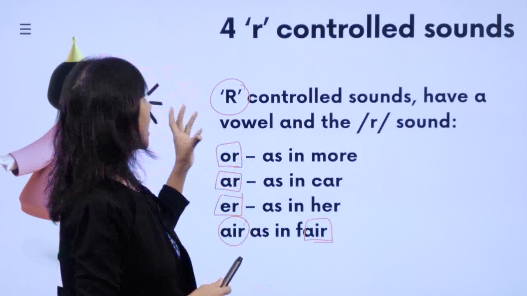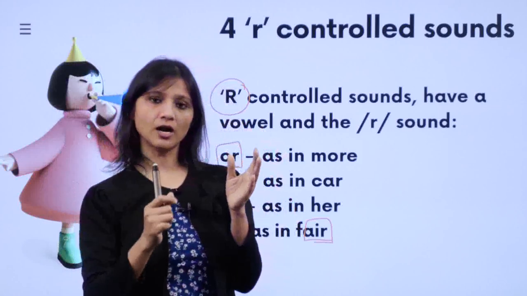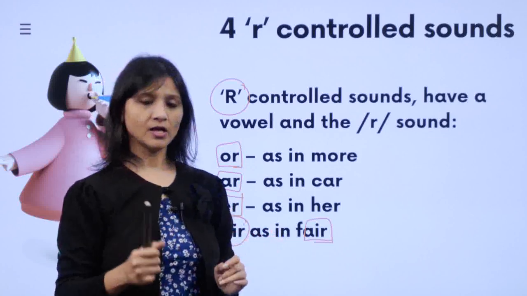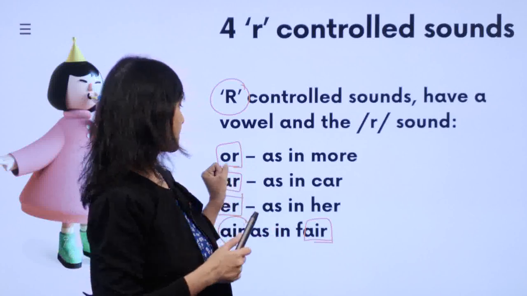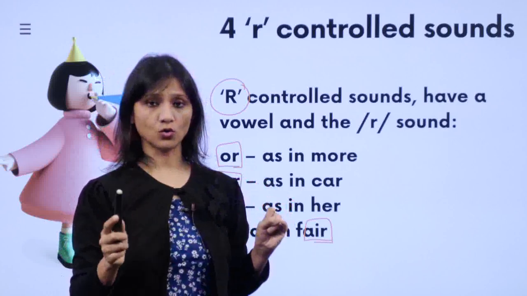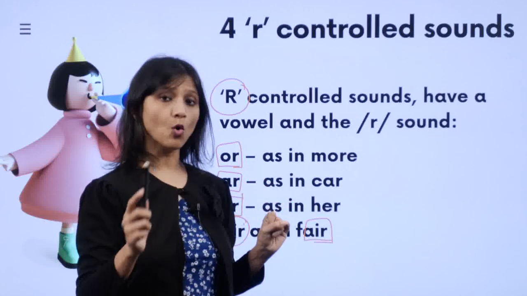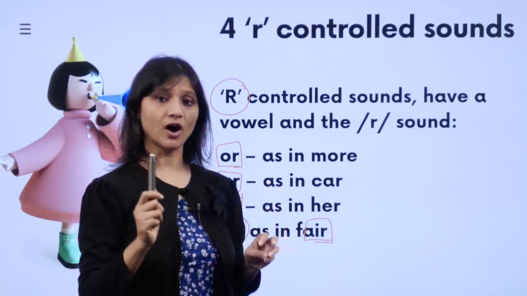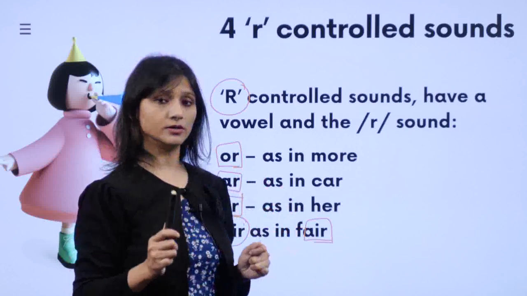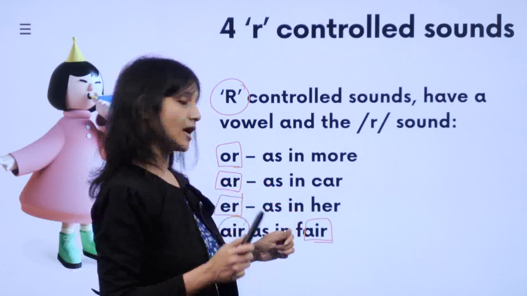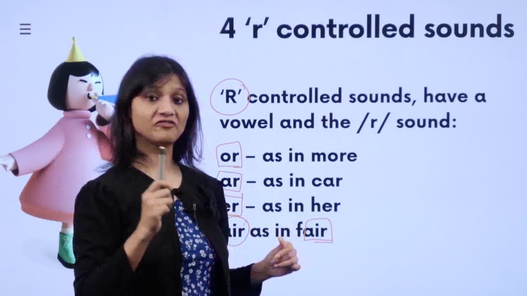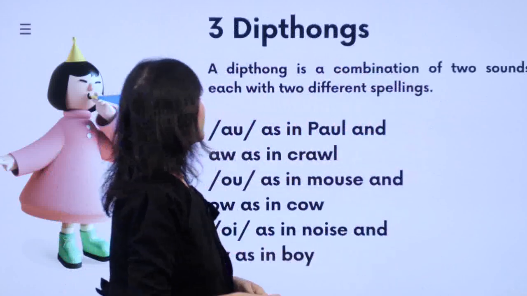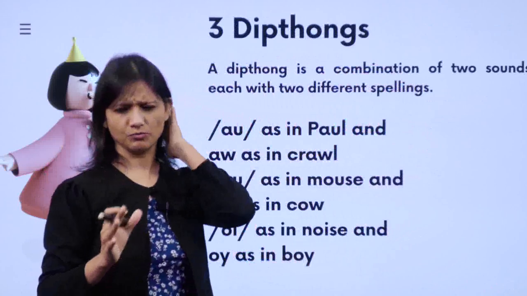all right, so these are the R controlled sounds. You have to think, okay, so there is an R after O, A, E and AI. How do I pronounce it? If there is an R after O, or, more, sorry, or, more, store, okay? A-R, car, far, all right? E-R, er, her. And after A-I, there is an R, fair, all right? Air, fair, like that.